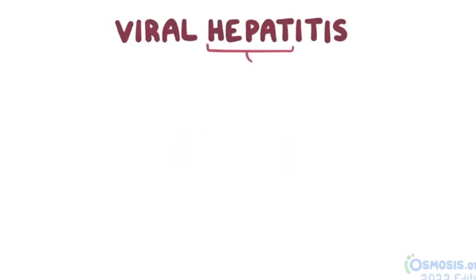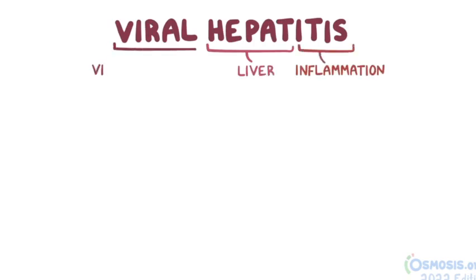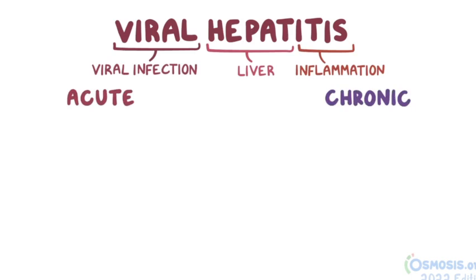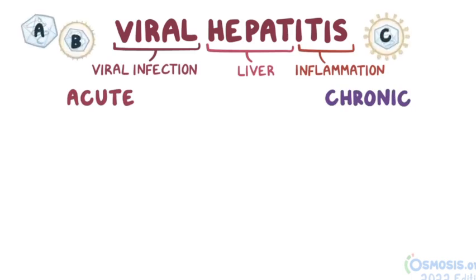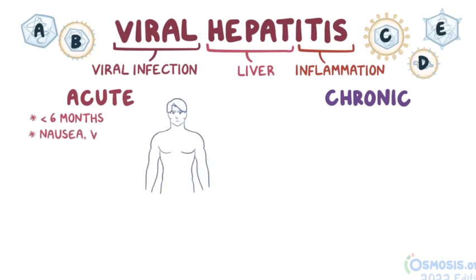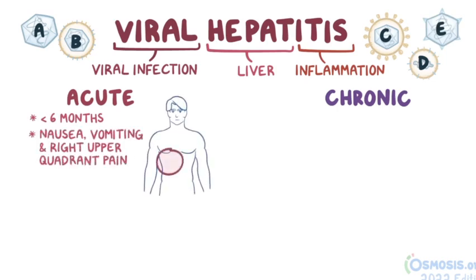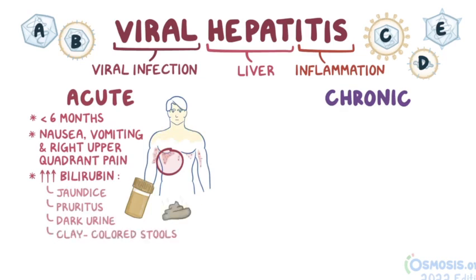Viral hepatitis is liver inflammation caused by a viral infection, and it can be either acute or chronic, and 5 important causes are hepatitis A, B, C, D, and E. Acute viral hepatitis lasts for less than 6 months, and the individual has nausea, vomiting, and right upper quadrant pain. Sometimes, if there's a high total bilirubin, it can lead to jaundice, pruritus, dark urine, and clay-colored stools.